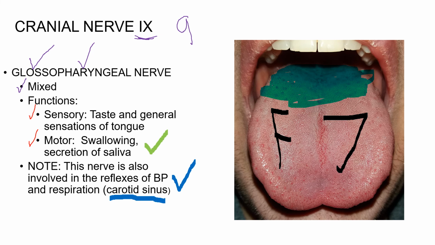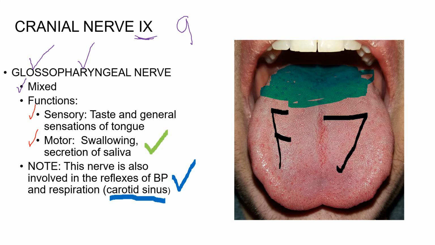All right, 9 down. Oh wait, how would we test this? See, jumping ahead. How would you test this on a patient? From a sensory perspective, same thing. Put some salt or something sour or sweet or bitter on the back of their tongue and make sure that they can tell the difference between them.